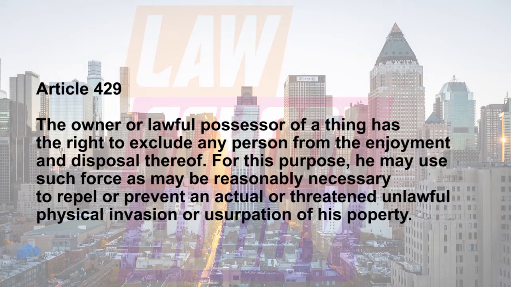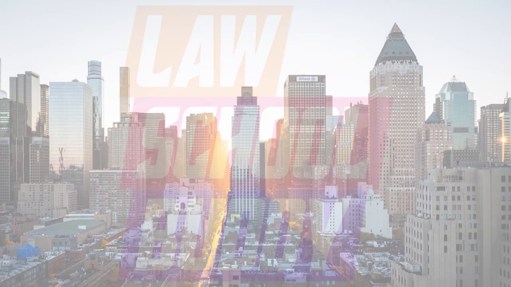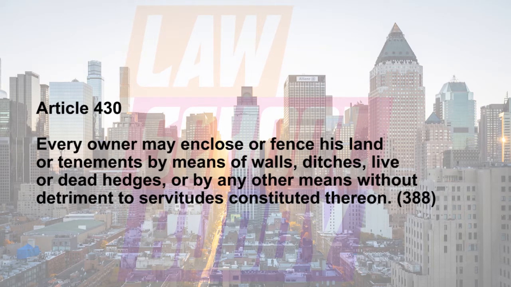Article 429. The owner or lawful possessor of a thing has the right to exclude any person from the enjoyment and disposal thereof. For this purpose, he may use such force as may be reasonably necessary to repel or prevent an actual or threatened unlawful physical invasion or usurpation of his property. Article 430. Every owner may enclose or fence his land or tenements by means of walls, ditches, live or dead hedges, or by any other means, without detriment to servitudes constituted thereon.